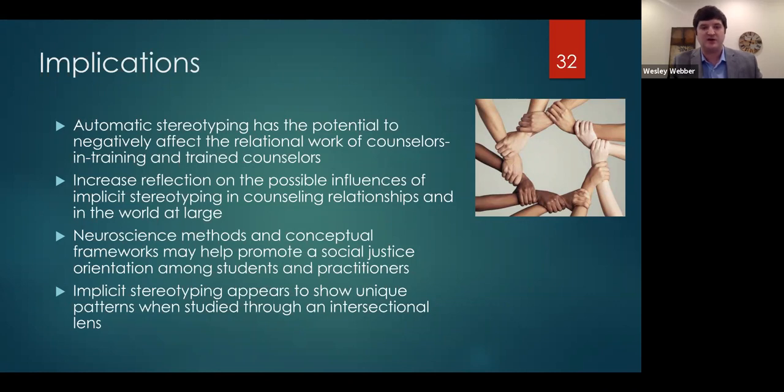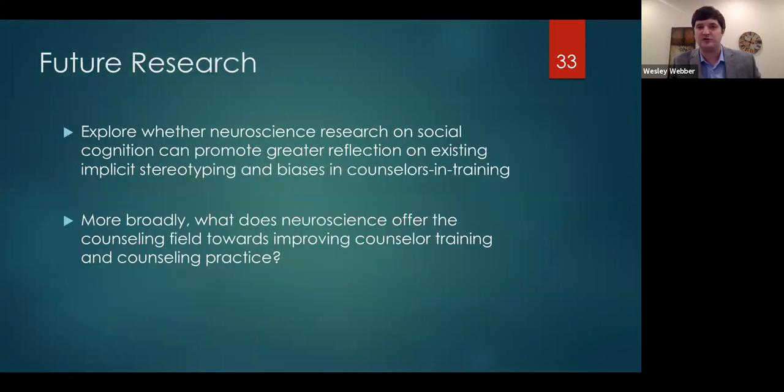Also, the study, I think, indicates implicit stereotyping seems to show unique patterns when we combine categories, which hasn't really been done, it seems, in the past, so that can be important in future research.